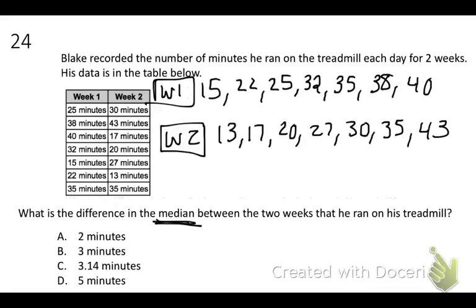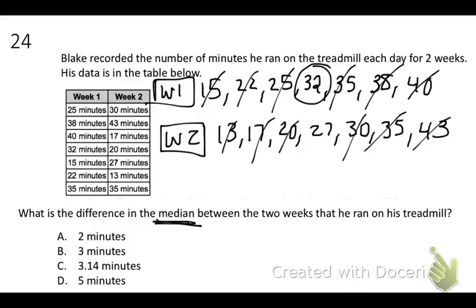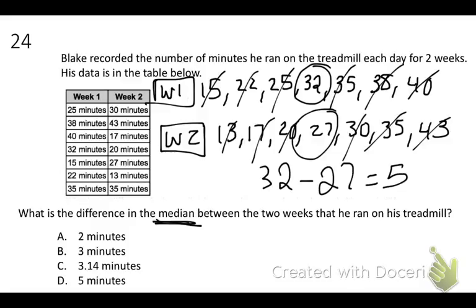So from there, I'm going to find the median. So if I start crossing off, I find that the median of week 1 is 32. And the median of week 2 is 27. And it says, what is the difference in the median between the 2 weeks? So that means subtract them. We do 32 minus 27, and you get 5 minutes. So your answer is D.